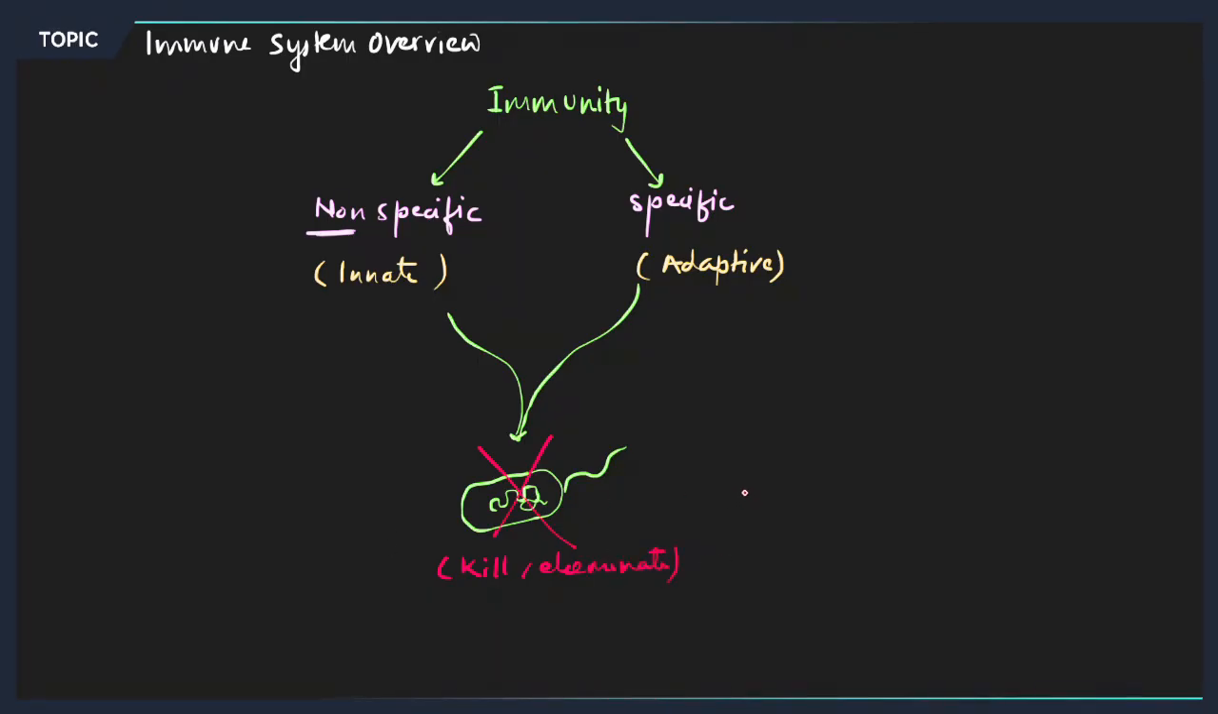So the role is to eliminate, to kill, to suppress the pathogen. Now, if we talk about the immune system, we have different components. We have immune cells, that's one important component. We have tissues, that's another component, and we'll talk about that in future videos also. We have organs, and they work together to provide us a very, very strong immune system.